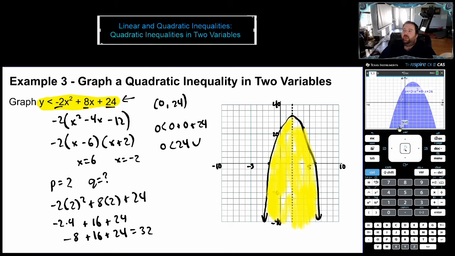There we go. And now you can see they match really, really well, right? So I did a good job on my graph. That's basically how you would graph this.